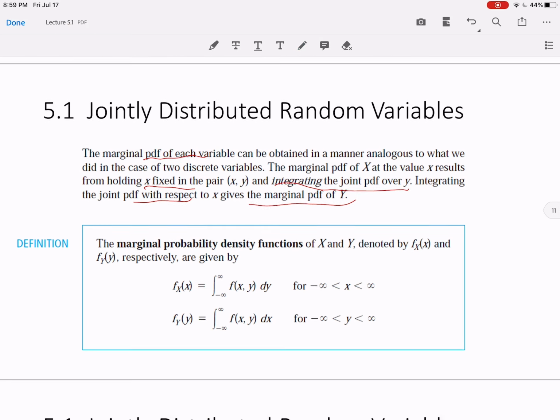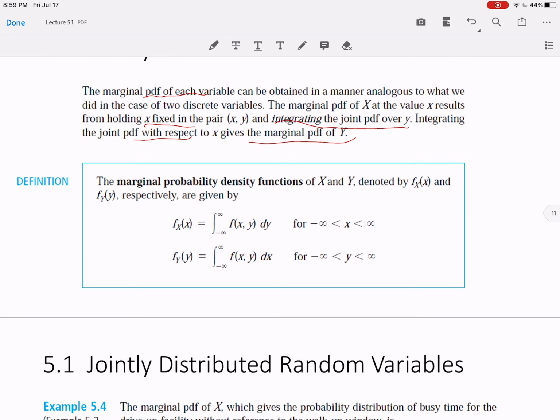So over here, very similar to the idea we just went over in the previous video. If you want to find the marginal PDF of x, you just need to integrate the joint PDF over y. Okay? Similarly, if you want to find the marginal PDF of y, you just need to integrate the joint PDF over x. That's what you need to do.